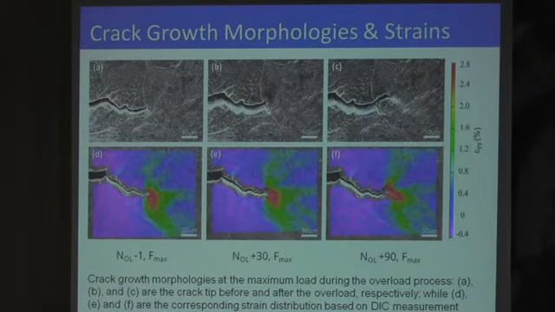This is probably not less interesting, but anyway, it just shows that this is before the overload, and this is 30 cycles after the overload. You can see clearly the crack actually branched. Further on, at 90 cycles, clearly you have a bifurcation.